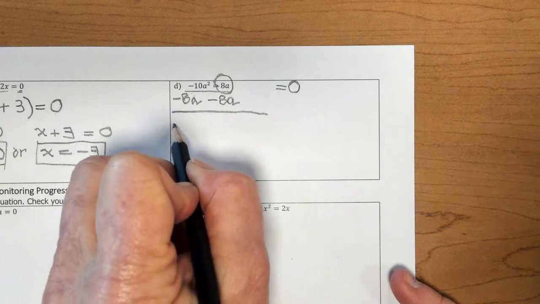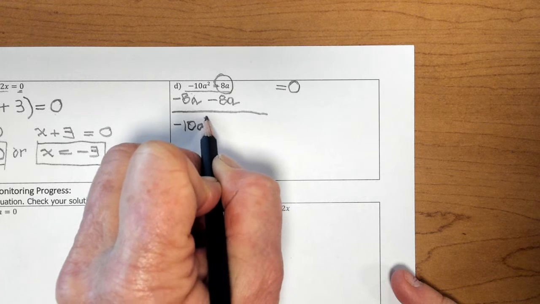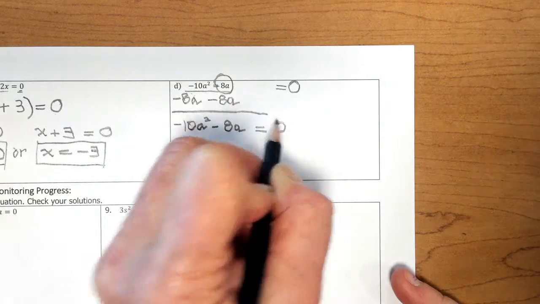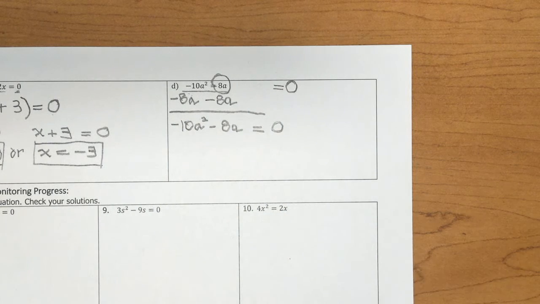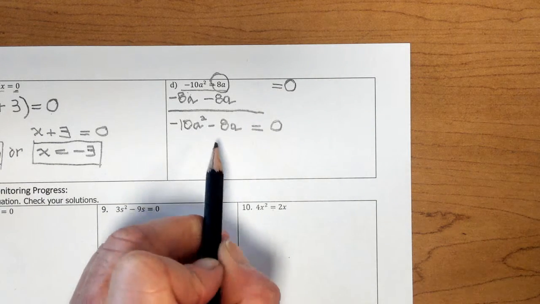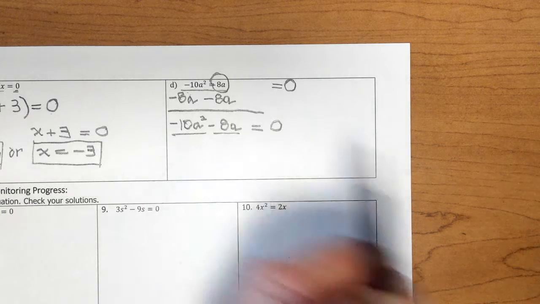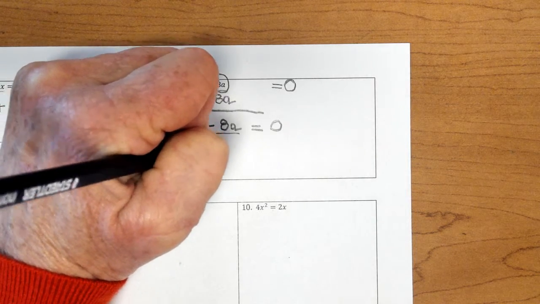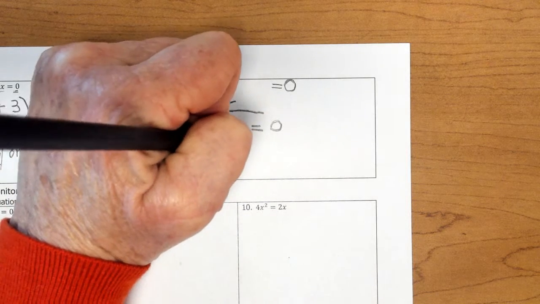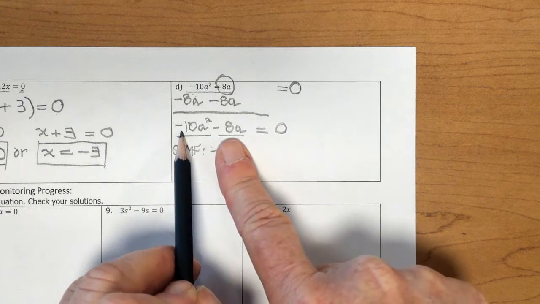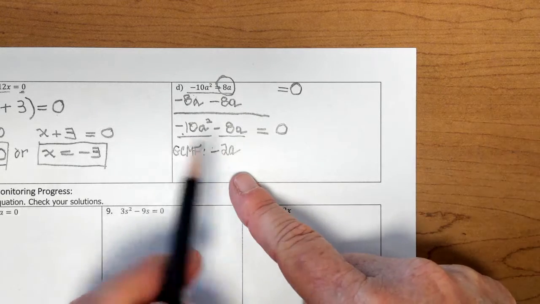What do I have? I have -10a squared minus 8a, and that is equal to 0. So now I need to ask myself, what's the greatest common monomial factor between the two of them? In other words, I'm looking for the biggest term that sits in both -10a squared and -8a. Well, the greatest common monomial factor is -2a. You're probably going, why'd you take out the -2a? Well, both of these are negative, so I'm going to pull out the -2a.